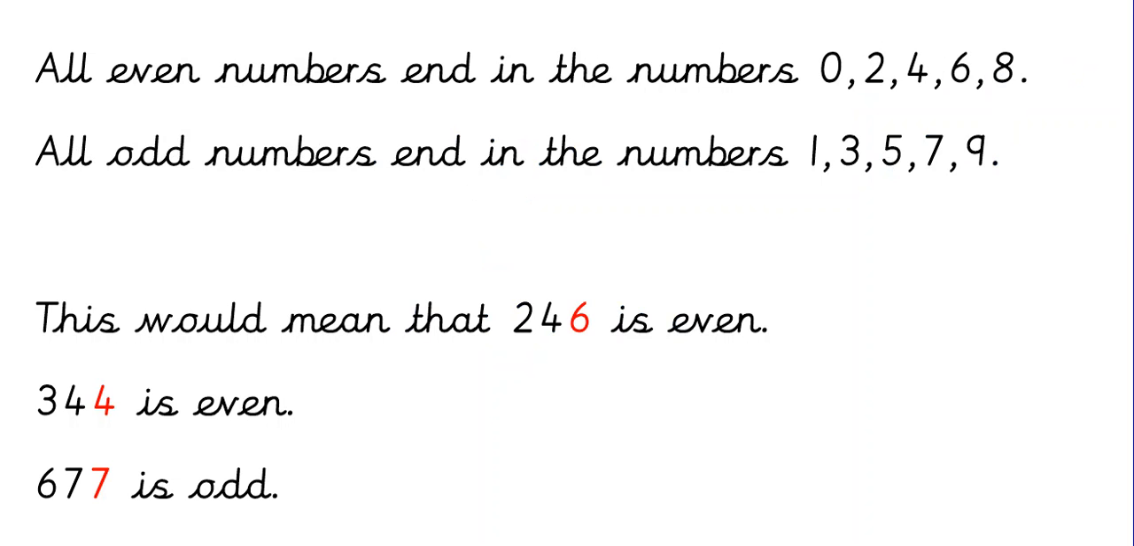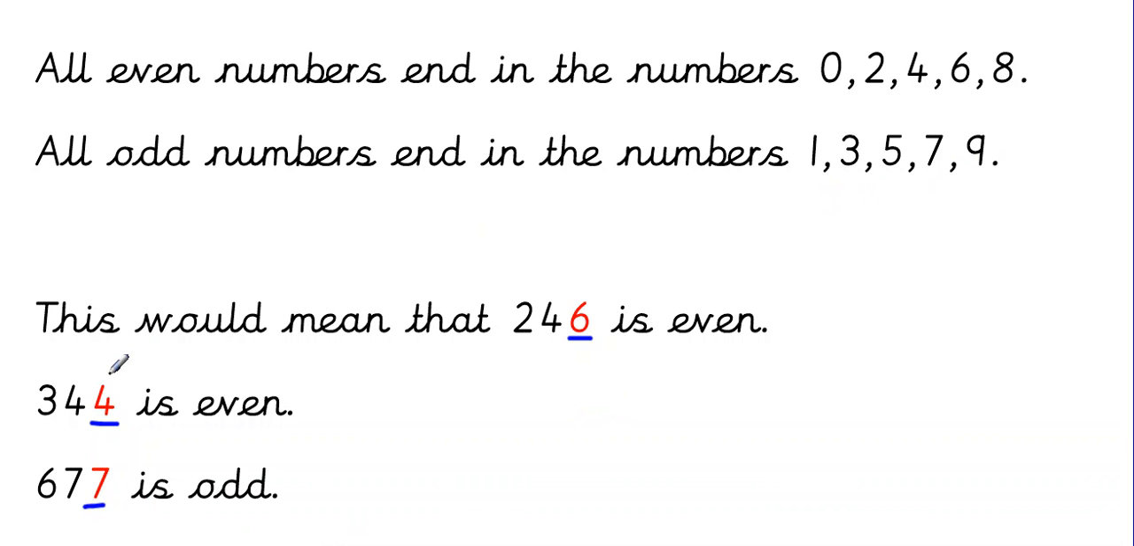So, all even numbers end in the numbers 0, 2, 4, 6 or 8. And all odd numbers end in the numbers 1, 3, 5, 7 or 9. Okay? So this would mean that the number 246 is even because the last digit, the digit in the ones column, is a 6. And 6 is one of our even numbers. Okay? This would mean that 344 is also even because it ends in a 4, which is one of our even numbers. But the number 677 is odd because it ends in one of our odd numbers.